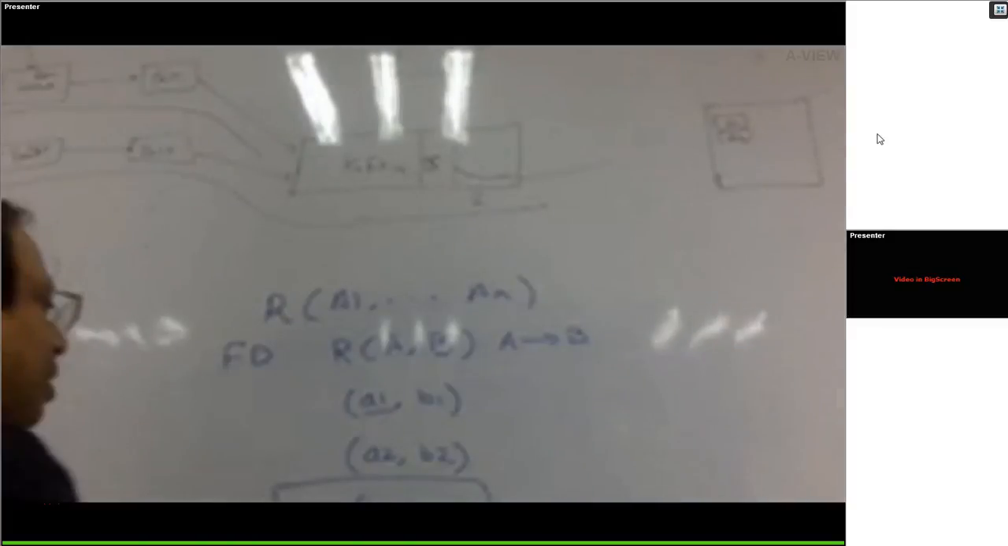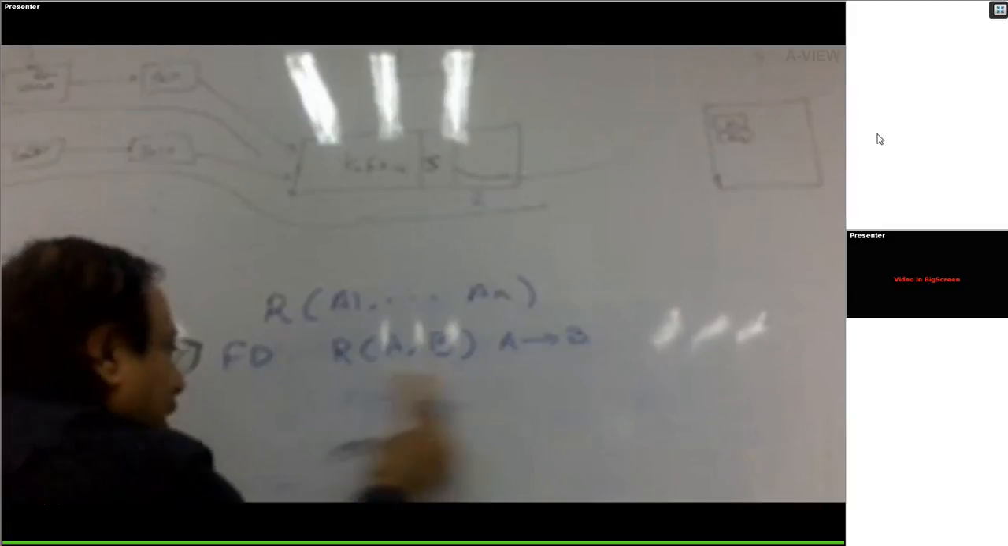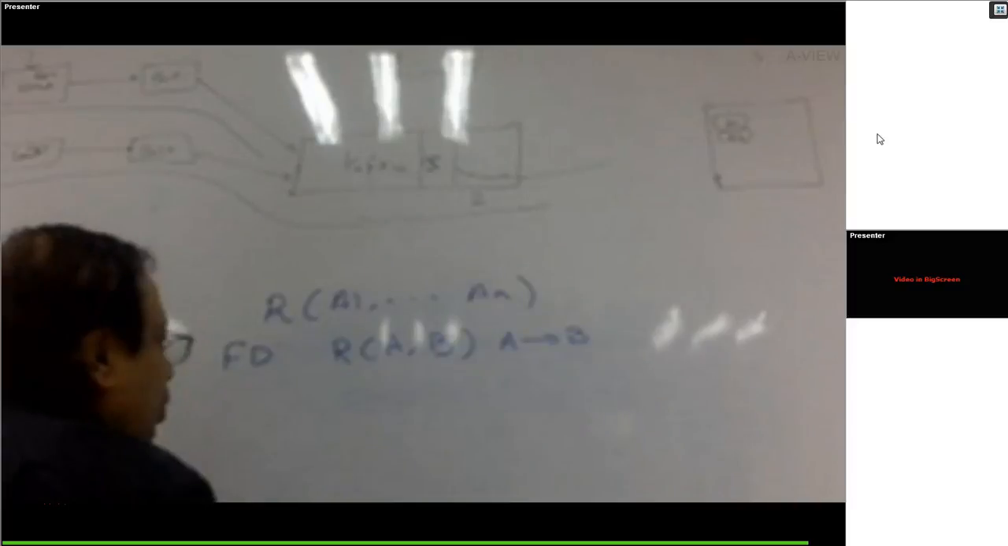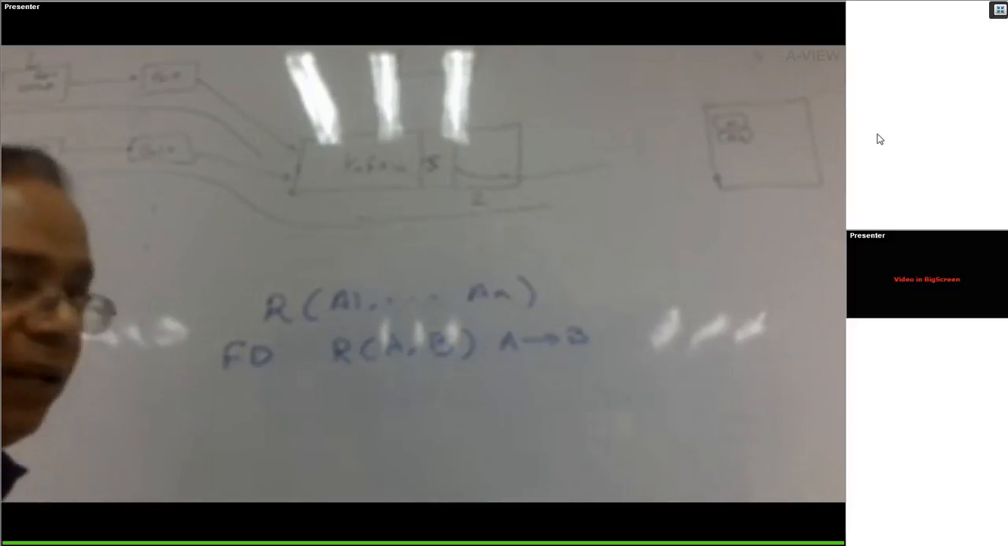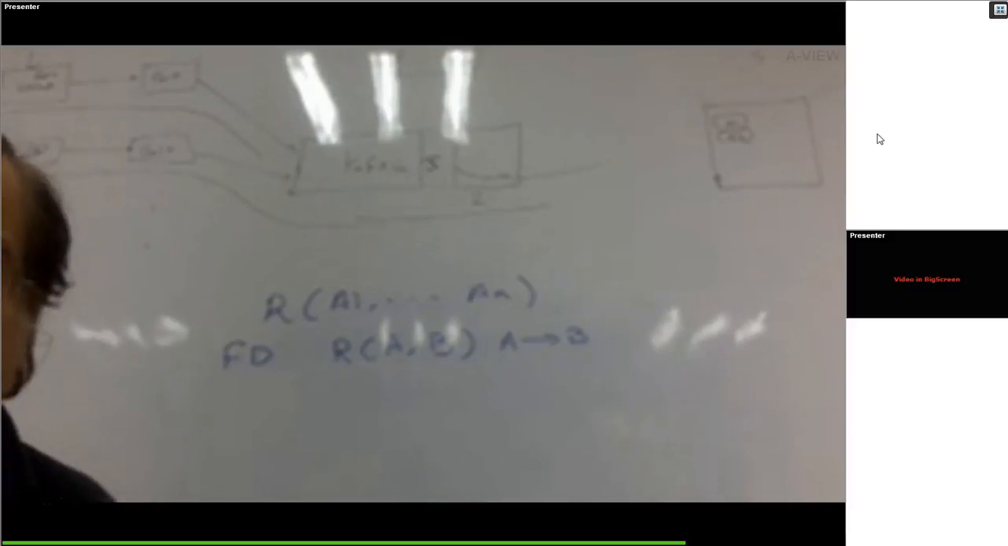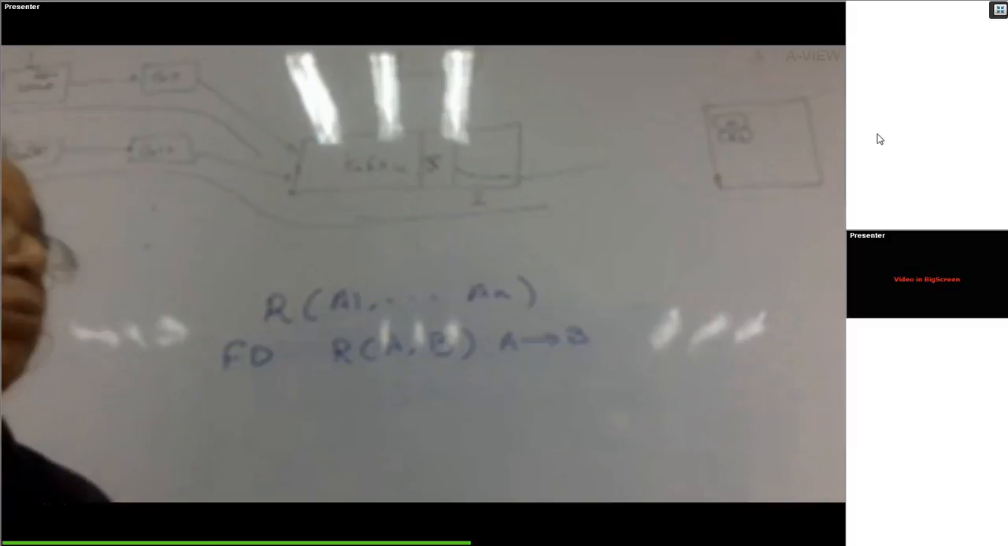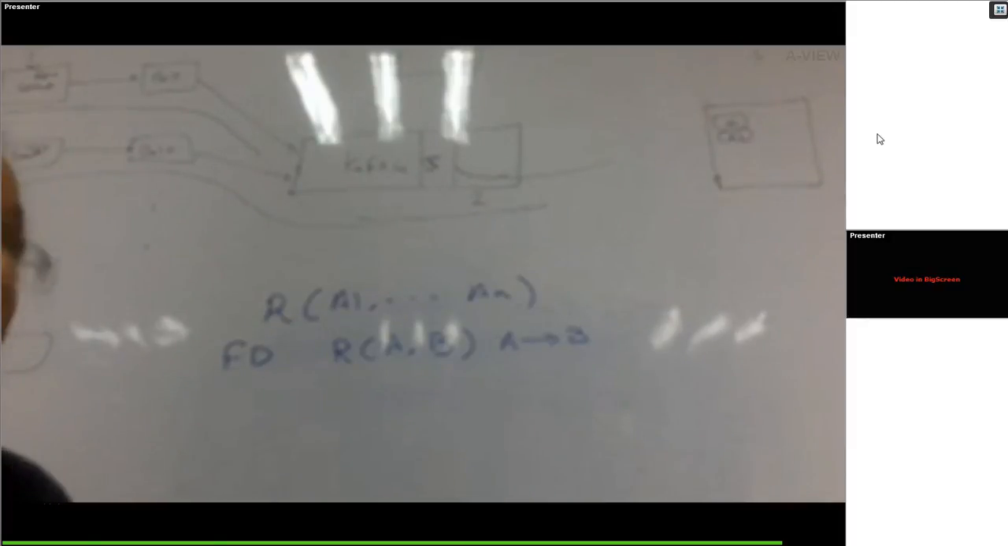Let us go a little deeper and understand the functional dependencies. This is basically in terms of the set values that the relation is taking. Let me repeat this again. I'm just going a little deeper here.